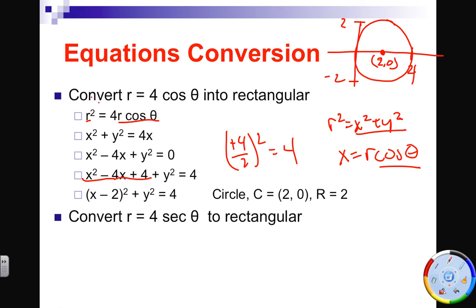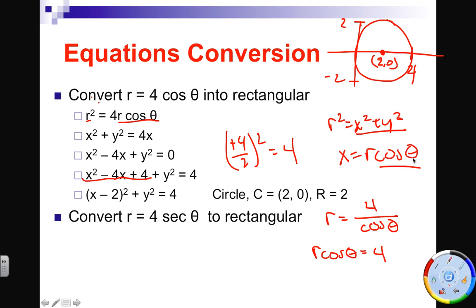What about r equals 4 secant theta? This one always kind of trips people up. That's why I've added this to the video. I don't always add this to the PowerPoint here. So r equals 4 secant theta actually is r equals 4 over cosine theta. And I can multiply both sides by cosine here, so I get r cosine theta equals 4.